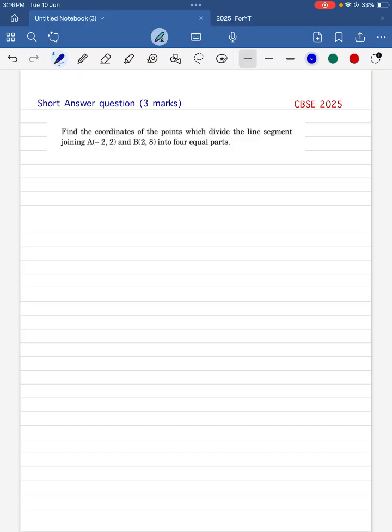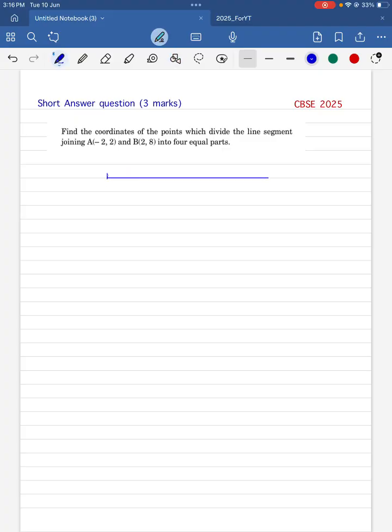In this video, I'll be doing a short answer question for 3 marks from the CBSE 2025 board paper, and the question is from the lesson Coordinate Geometry. Find the coordinates of the points which divide the line segment joining A (-2, 2) and B (2, 8) into 4 equal parts. Okay, so let me draw a rough sketch of the situation.